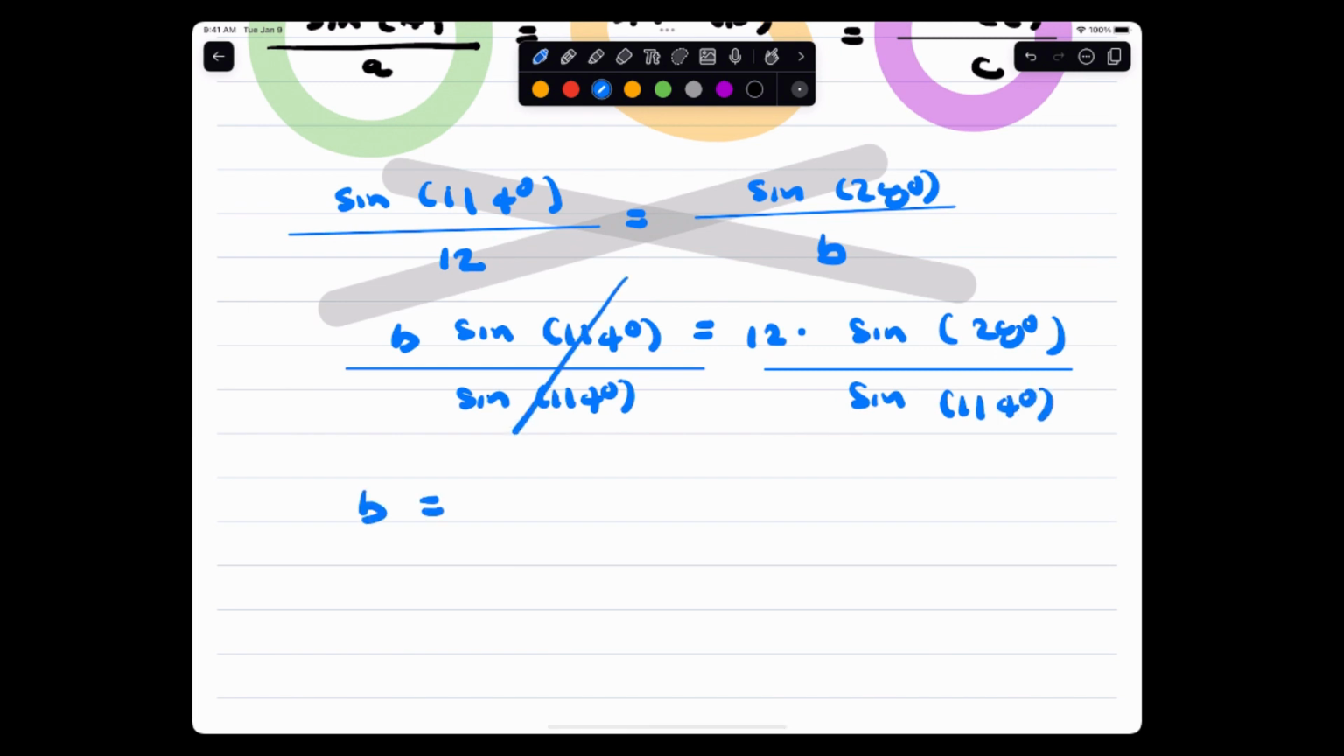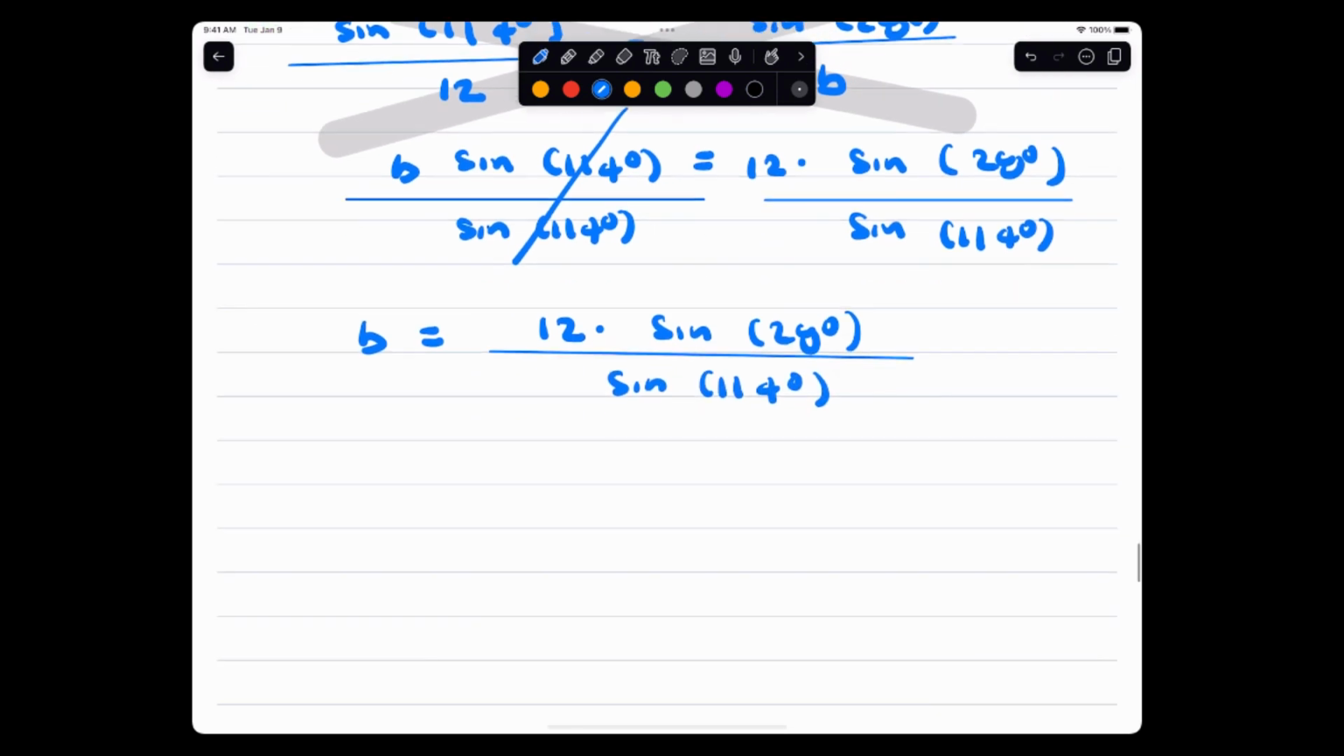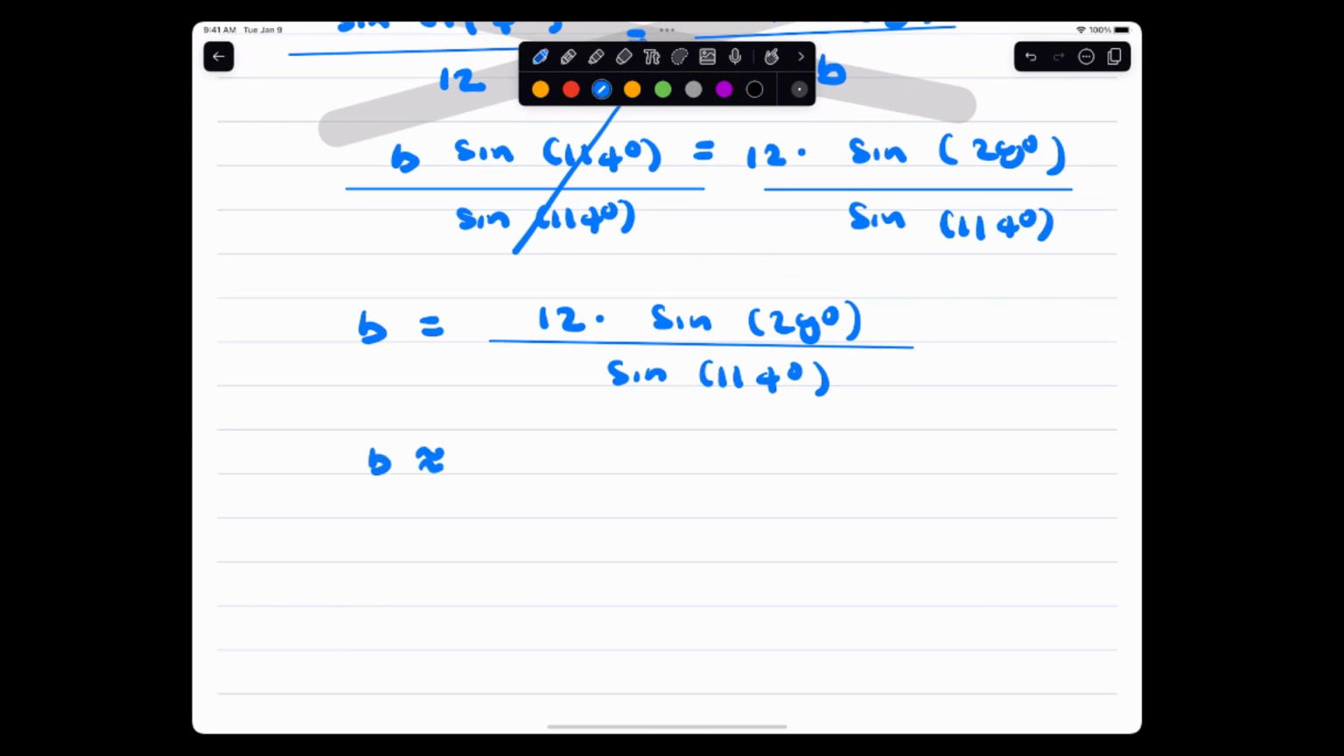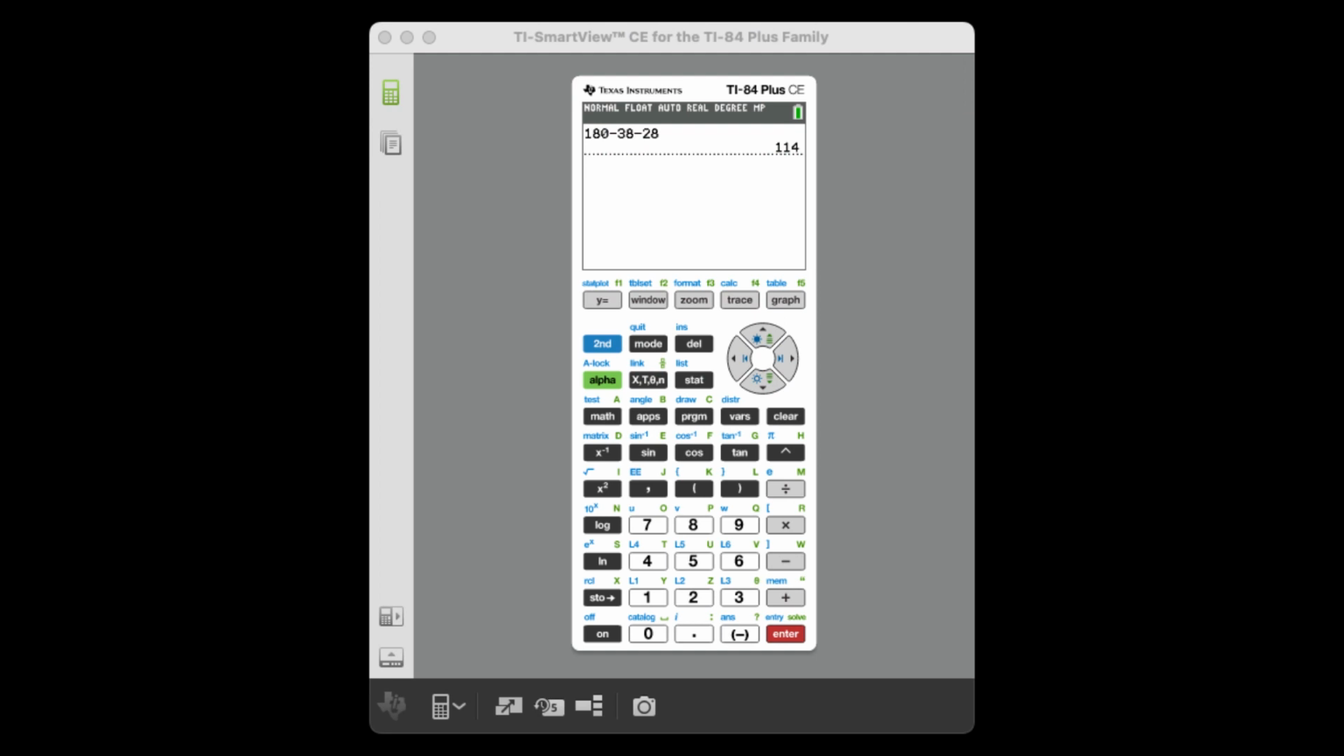Now B will be 12 times what? Sine 28 over sine of what? 114. Let's see what B is going to be approximately. Okay? 12 sine of 28 divided by sine of 114 degrees. Ladies and gentlemen, what do you guys get? What is this B going to be? This is 6.2, ladies and gentlemen.